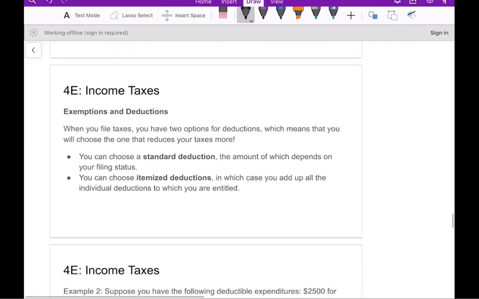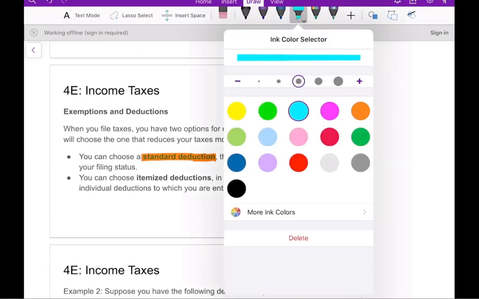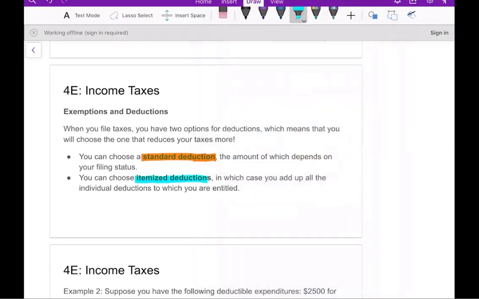Now, as far as deductions go, you have 2 options. You, of course, choose the one that would reduce your taxes more, right? The first option is you take a standard deduction, which is just a standard set deduction amount, which would depend on your filing status. The other option is to itemize deductions, where you add up all the individual deductions to which you're entitled. And of course, you would want to pick which of these would reduce your tax bill more.